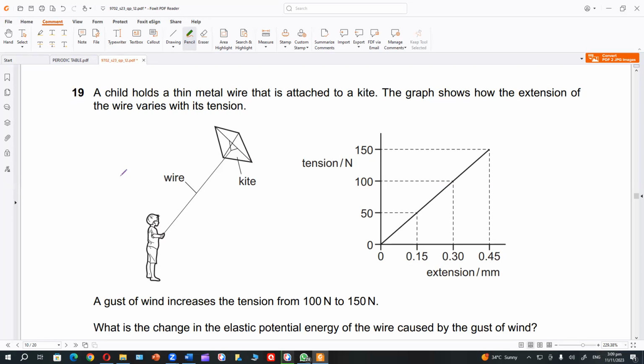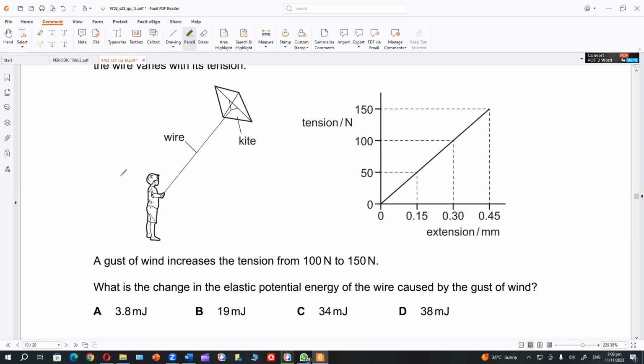A child holds a thin metal wire that is attached to a kite. The graph shows how the extension of the wire varies with its tension. It looks to be a Hooke's law follow-up. A gust of wind increases the tension from 100 to 150. What is the change in the elastic potential energy of the wire caused by the gust of wind?